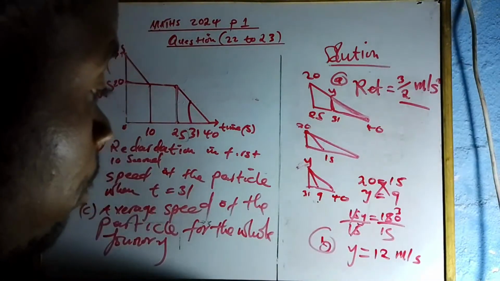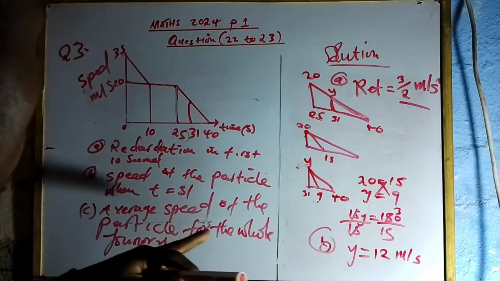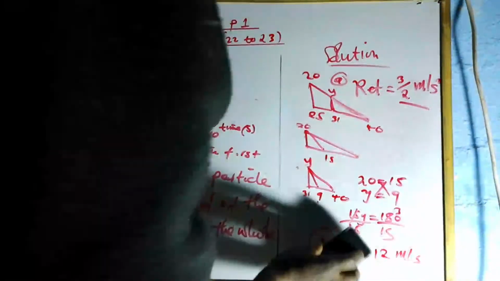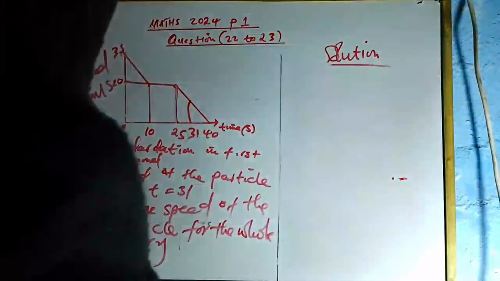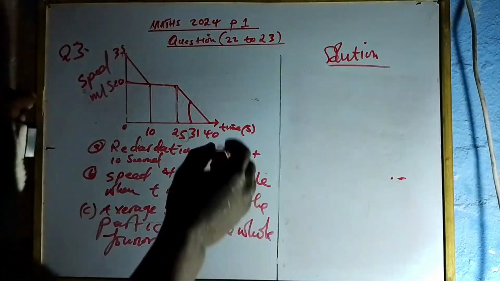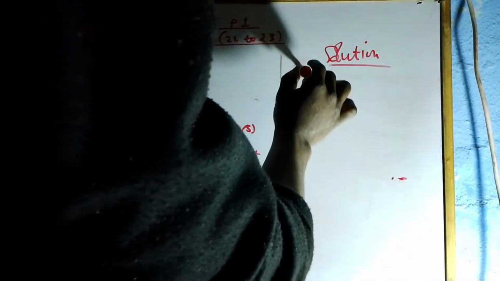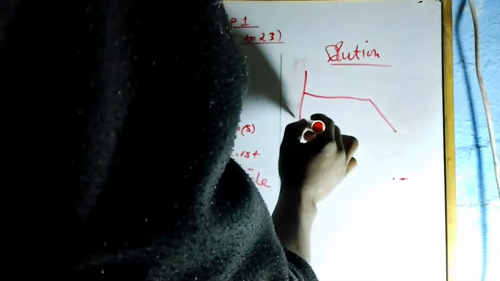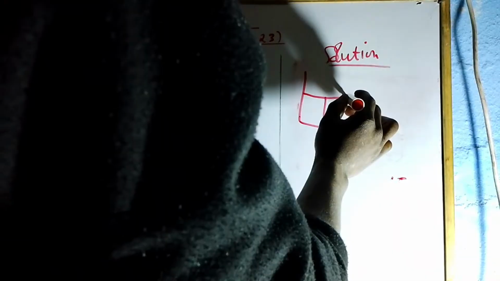Okay, so now let's find the average speed of the particle for the whole journey. We are going to find the average speed for the whole journey, so we can draw here. Let me just draw here as a temporary one. I'm just doing this for us to find these answers. This is just a sketch.